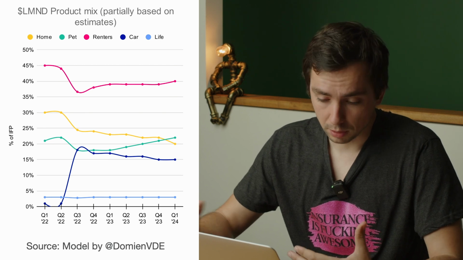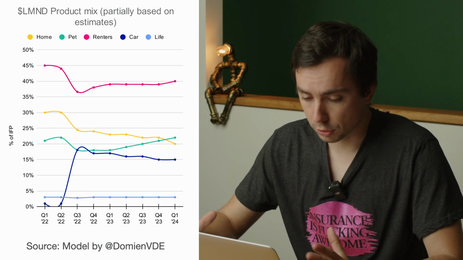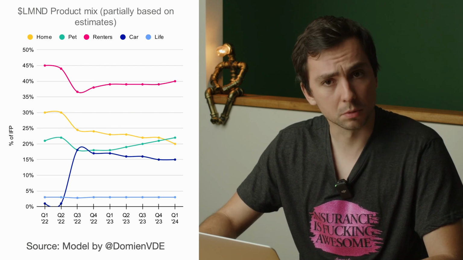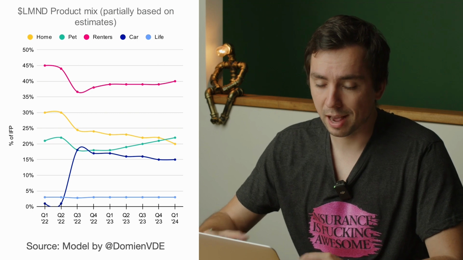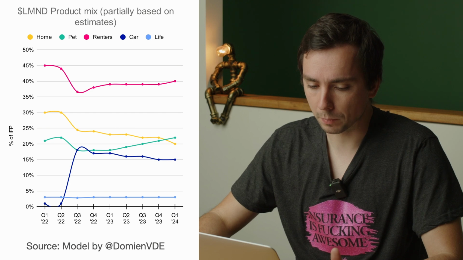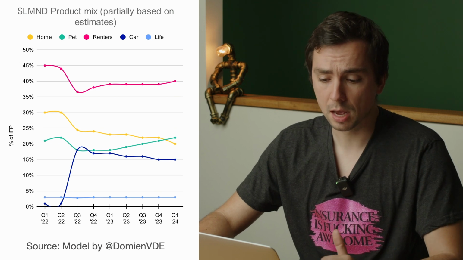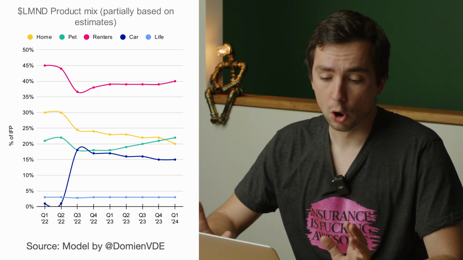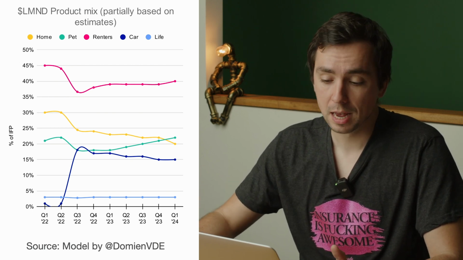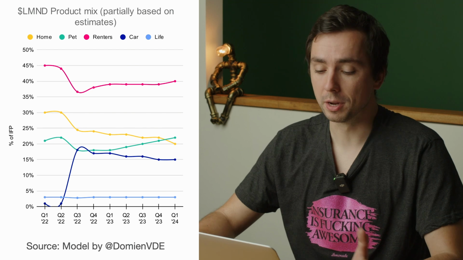And their Lemonade car product, which is separate from Metromile, had just launched, and they are trying to build out the technology. Also not yet turning a profit. So basically they haven't been promoting car, and it has slowly decreased as a portion of their total in-force premium. We can see the same thing happening for home, right? Home is becoming a smaller and smaller part of their book of business, and we will see why in a second. Basically, it's because they are not making a profit on home yet.